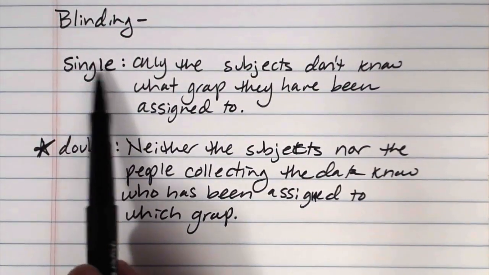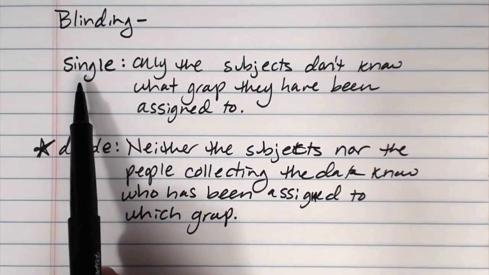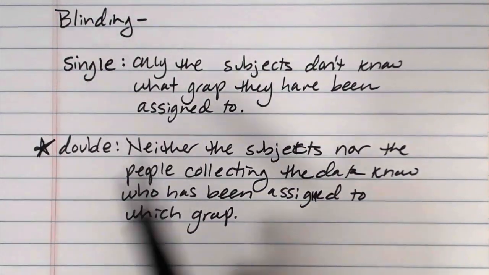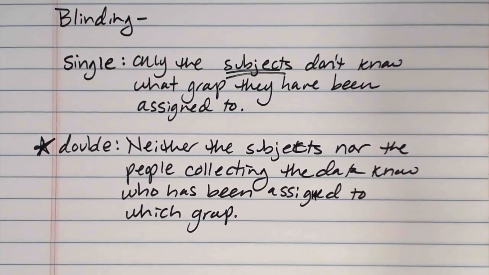But sometimes this isn't even possible. Again, if you're talking about evaluating the efficacy of a new tutoring program, obviously you know whether you're in the group that's getting the tutoring program or you're not. So sometimes single and double blinding are possible. Sometimes only one or the other is possible, and sometimes neither of them is possible. But that's the idea with blinding.